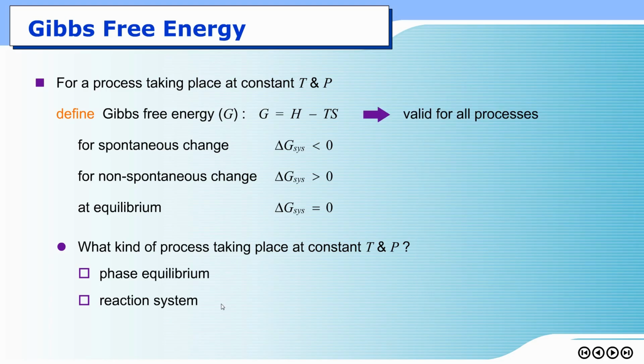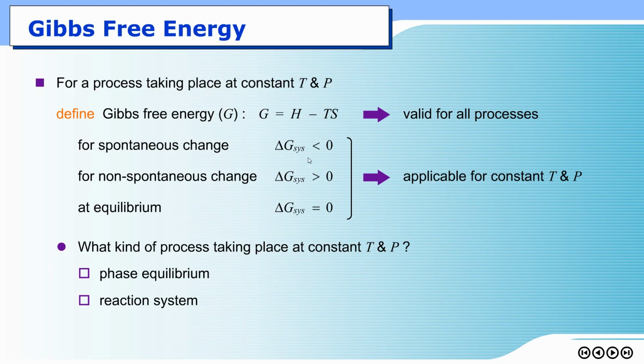You have to understand that these three conditions are applicable only when these three assumptions are satisfied. However, the definition of G itself can be applied to any kind of process. Okay? So think about it this way. If you have a conventional process, any kind of process, you can calculate G no matter what. But whether or not delta G has meaning depends on the condition.